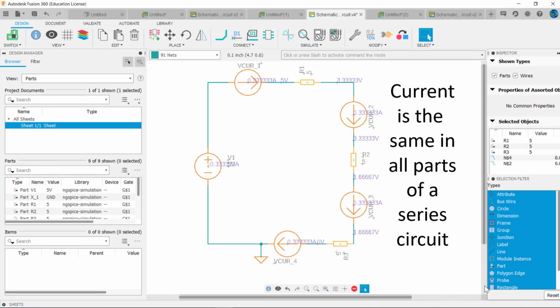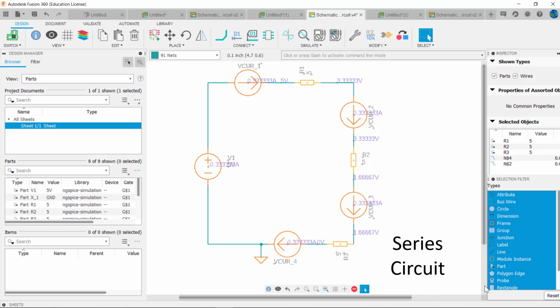And when we run the simulation, we see that the current through R1 equals 0.33 amps, or 333 milliamps. And the current through R2 equals 333 milliamps. And the current through R3 equals 333 milliamps. This is a characteristic of series circuits. Current is the same through all devices connected in series. Mathematically, we would write this as IT equals I1 equals I2 equals I3, and so on, because the current through R1 we call I1, and the current through R2 we call I2, and the current through R3 we call I3.